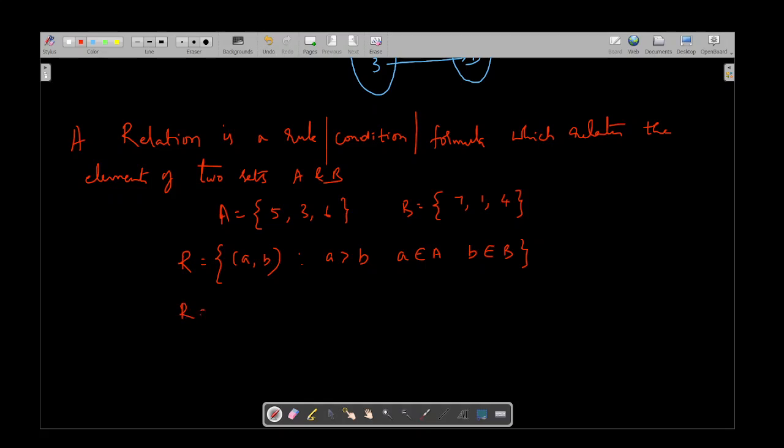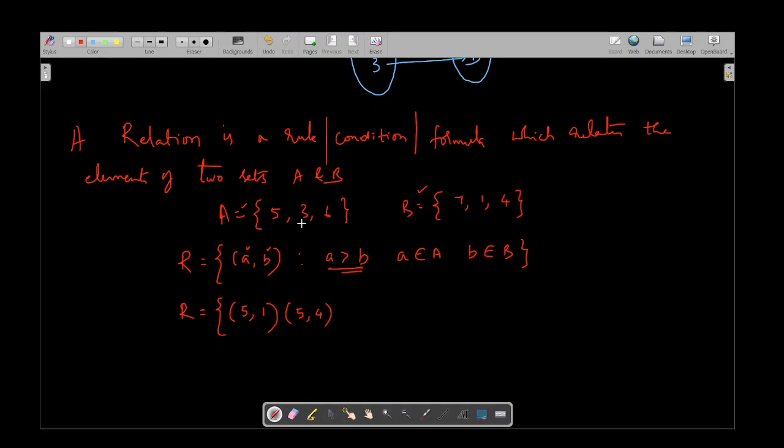So what this relation is saying is we have to take the first element from set A and the second element B from set B such that the element we pick from set A should be greater than the element we pick from set B. So if I take 5, I can pair it with 1. I cannot pair it with 7 because 5 is not greater than 7. Similarly, I can pair 5 with 4.